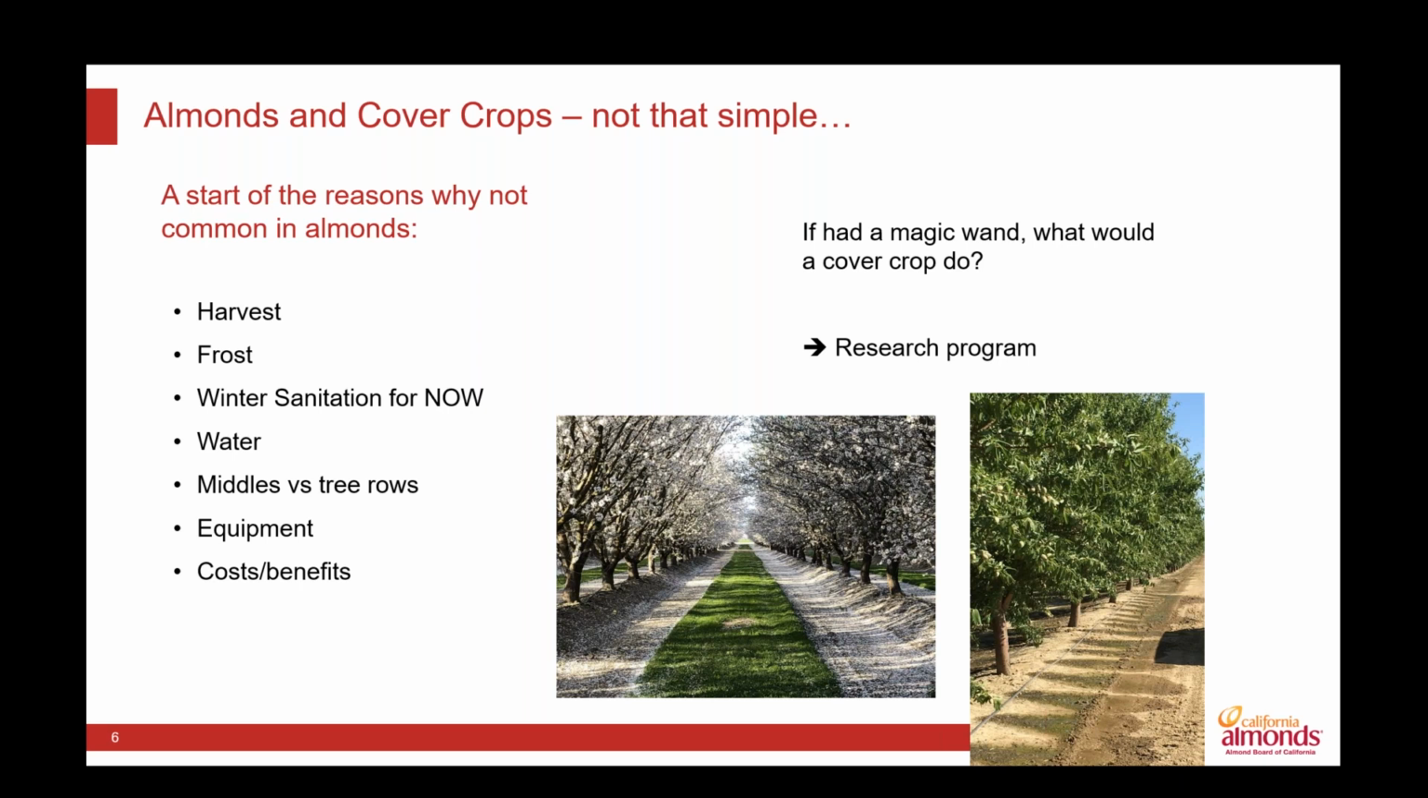And they basically said, well, we'd like it to use winter rains, and if we had a magic wand, it would vanish around bloom, and it wouldn't use much water, and it would miraculously make the soil have no pests. That's the magic wand that they want, okay?